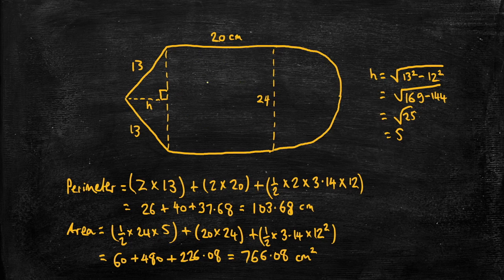So that's an example of calculating perimeters and areas for what at first sight looks like an unusual shape, but it's actually just a triangle, a rectangle, and a circle, and so we can just work through the three pieces together and then add them.